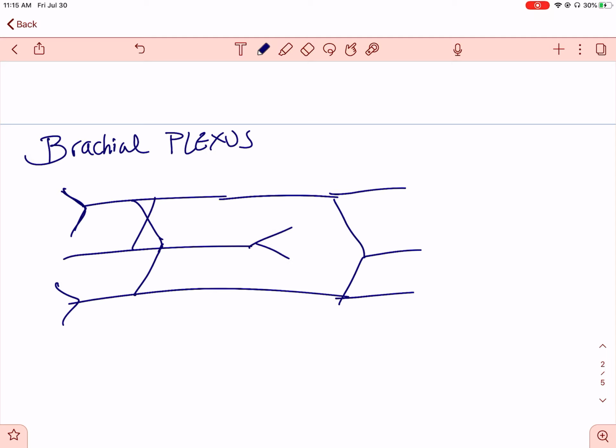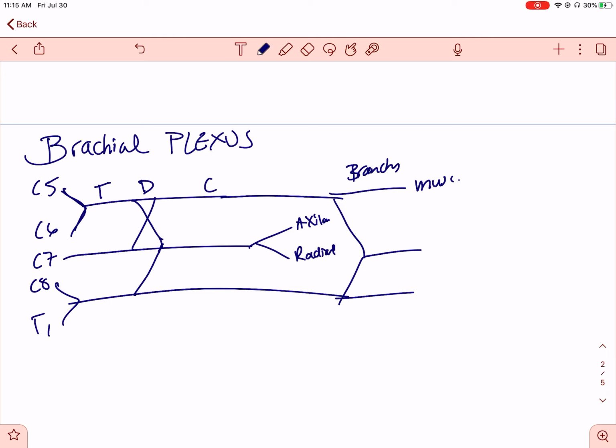So here you have the roots C5, C6, C7, C8, T1. You have the trunks, you have the divisions, the chords, and the branches, which of course includes these branches here. You have the musculocutaneous nerve, axillary, there's many mnemonics on remembering where each nerve belongs. Radial nerve, median, and ulnar nerve.